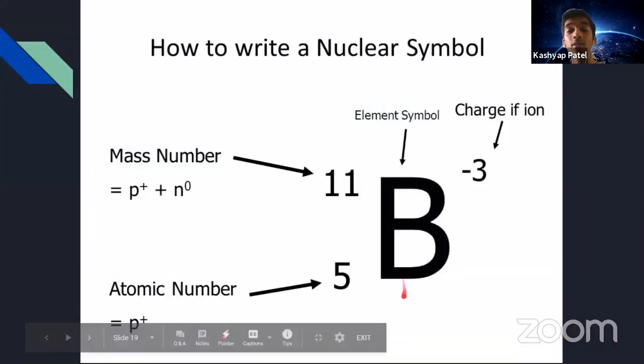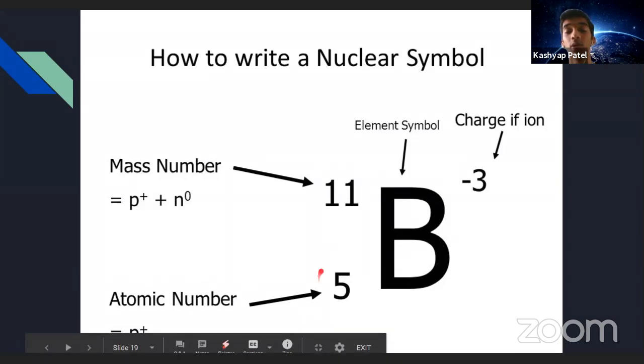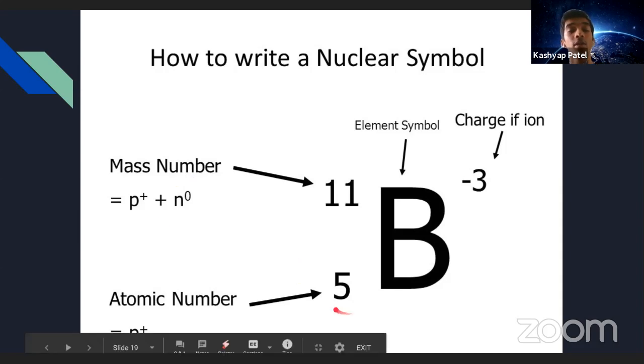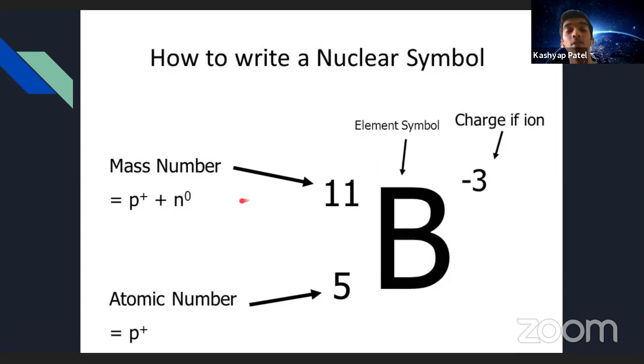So again, talking about the nuclear symbol, the number on the bottom is the atomic number, which is the number of protons in boron, and that's consistent for all borons. But the mass number is the number of protons and neutrons, and in this case, there would be 6 neutrons, because if boron always has 5 protons, to get an atomic mass of 11, we would need 6 neutrons. So 5 plus 6 would be 11.